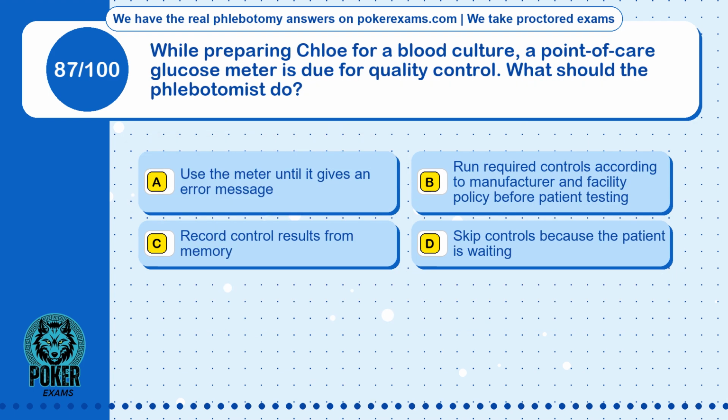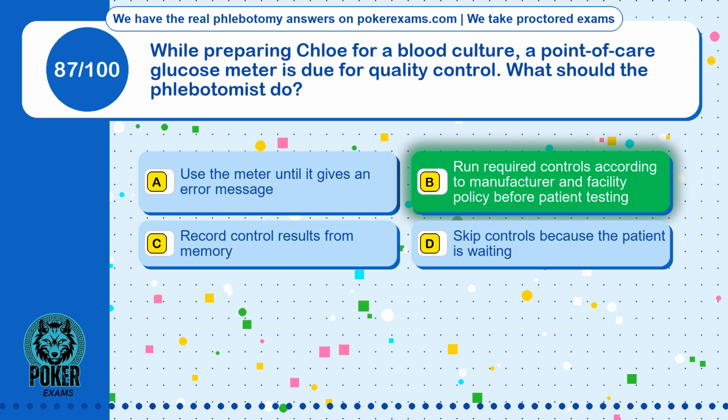Question 87. While preparing Chloe for a blood culture, a point-of-care glucose meter is due for quality control. What should the phlebotomist do? Option A. Use the meter until it gives an error message. Option B. Run required controls according to manufacturer and facility policy before patient testing. Option C. Record control results from memory. Option D. Skip controls because the patient is waiting.